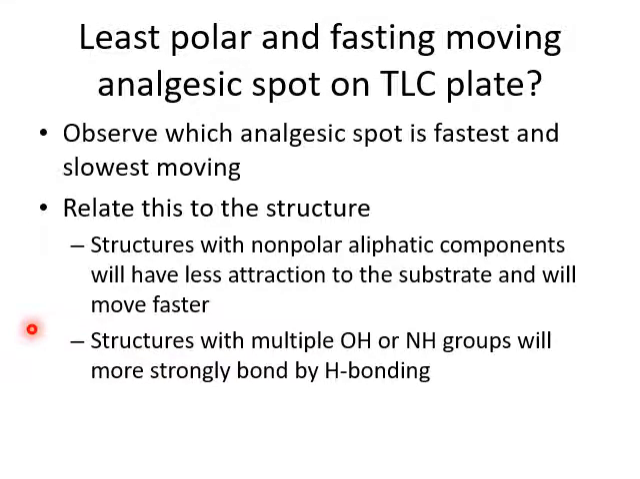How do you determine which one's going to be the faster moving on the TLC plate? You observe which analgesic spot is fastest and which one is the slowest moving. Well, you have to relate this to structure the way I mentioned. Structures with non-polar aliphatic compounds will have less attraction to the substrate and will move faster. So less polar will basically move faster through the TLC plate, whereas structures with multiple OH or NH groups will more strongly bond by H bonding. They're more polar, so they'll remain attached to the plate, therefore moving more slowly.